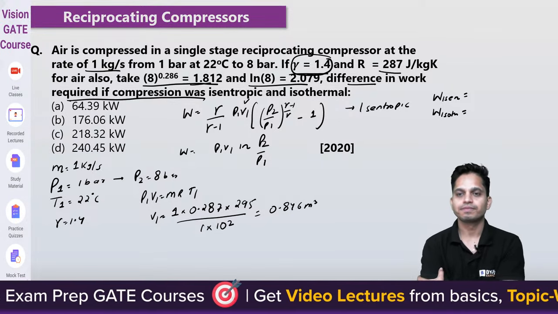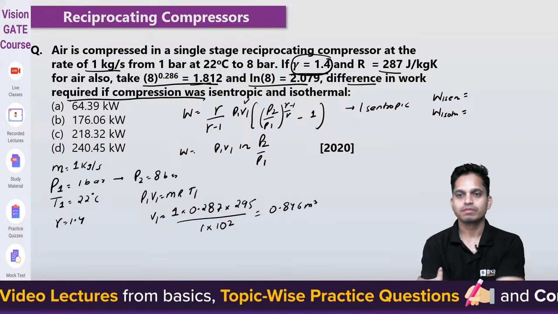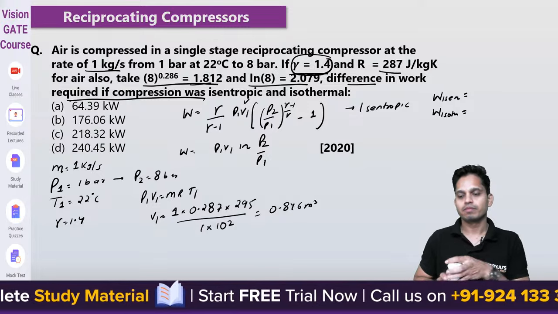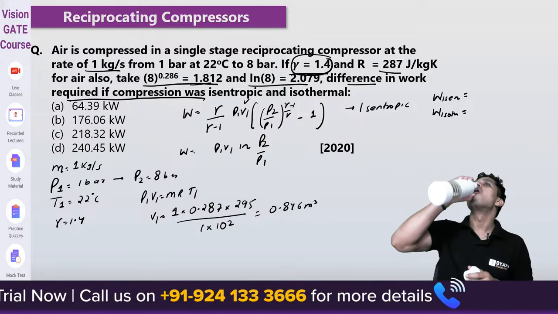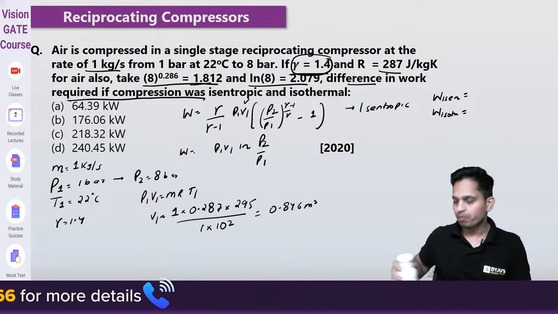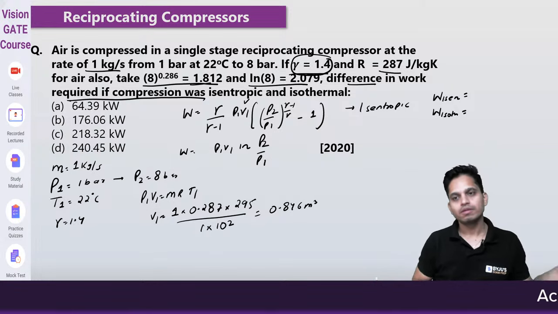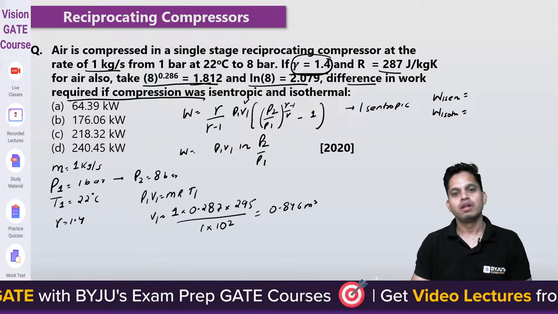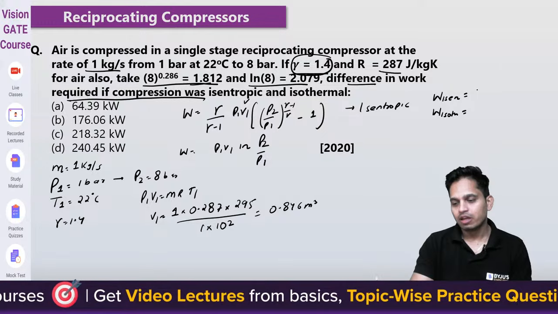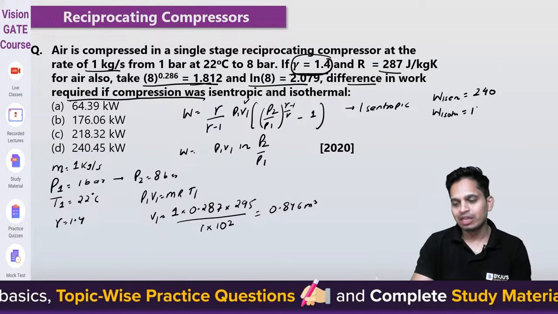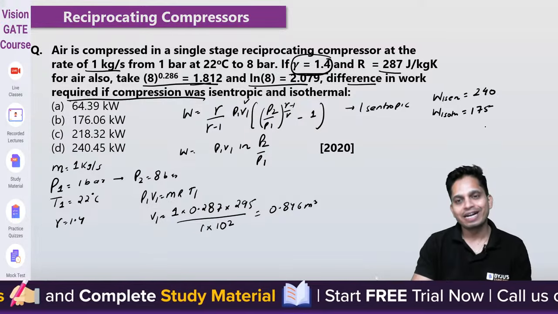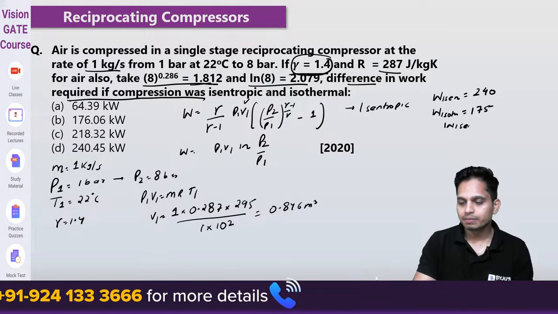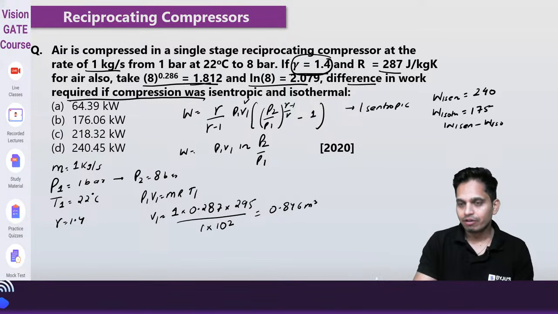Are you solving it? If you put all the values, you will get around 240. And when you put all these values, you will get around 175. So if you subtract it, they are asking the difference in work. So work of isentropic minus work of isothermal will be equal to 65.